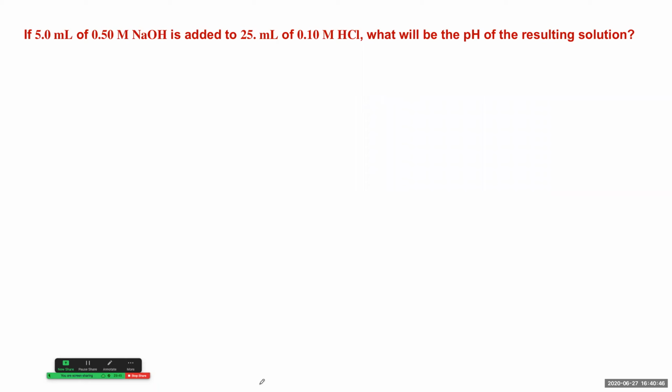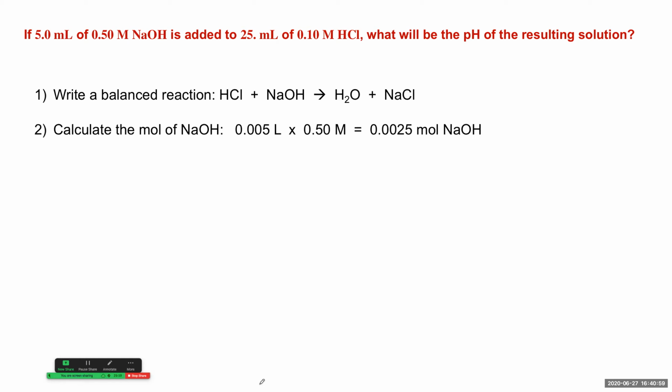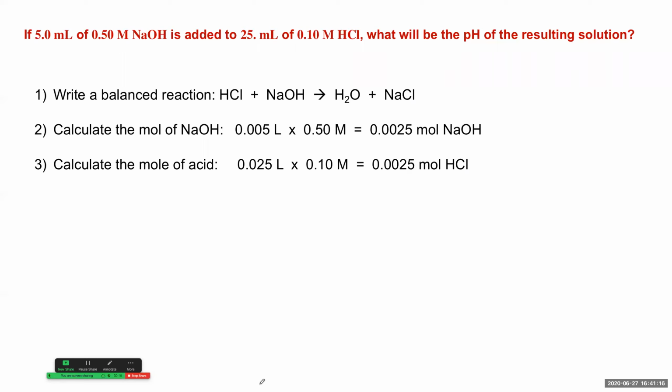Okay, second problem. If 5 mL of 0.5 molar NaOH is added to 25 mL of 0.1 molar HCl, what will be the pH of the resulting solution? So it's the same strategy. We start with a balanced equation. We calculate the moles of NaOH. So we take 5 mL, convert it to liters, 0.005 liters times 0.5 molar NaOH gives 0.0025 moles of NaOH. Calculate the moles of acid: 0.025 liters of acid times 0.1 molar gives us 0.0025 moles of HCl.